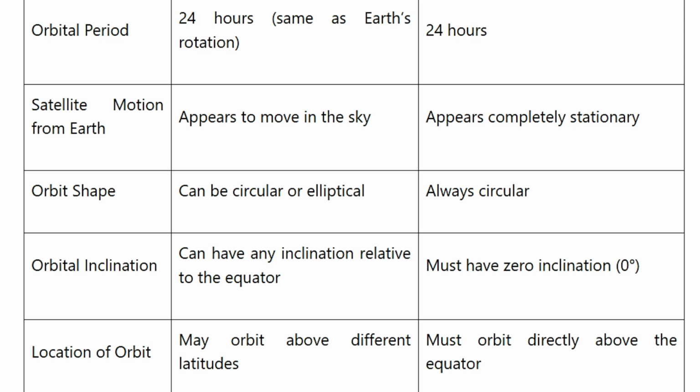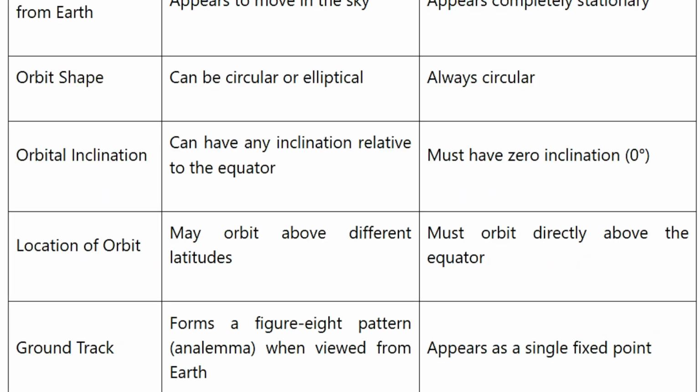Orbit shape. Geosynchronous: can be circular or elliptical. Geostationary: always circular. Orbital inclination. Geosynchronous: can have any inclination relative to the equator. Geostationary: must have zero inclination, 0 degrees. Location of orbit. Geosynchronous: may orbit above different latitudes. Geostationary: must orbit directly above the equator. Ground track. Geosynchronous: forms a figure-8 pattern, analemma, when viewed from Earth. Geostationary: appears as a single fixed point.